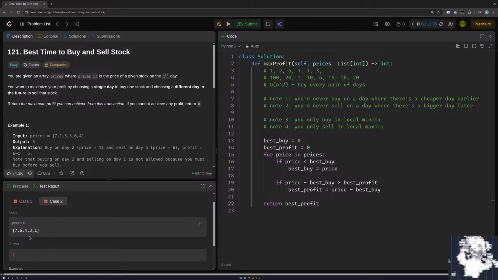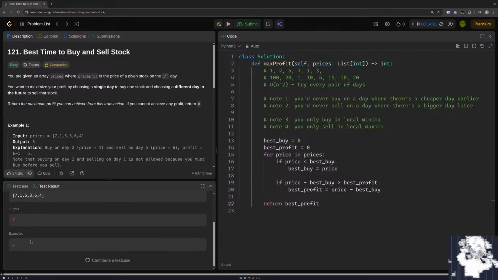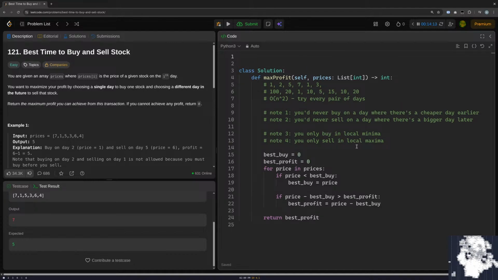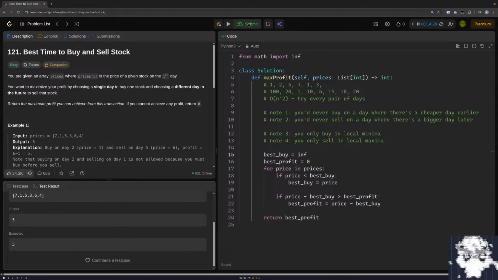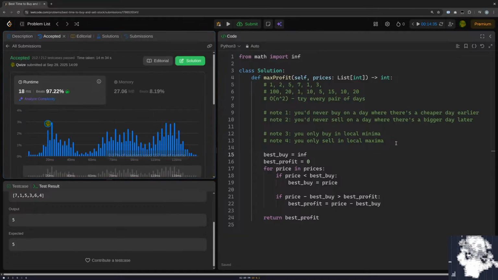So why would this not work? I guess on this test case. Oh, I can't start best profit at 0, or best buy at 0. I can't say the best buy price is 0. Let's bring back the infinity. From math, import infinity. Okay, this gives the right answer. And it's O(n) time, O(1) space. Perfect.